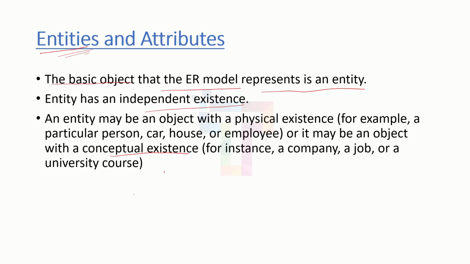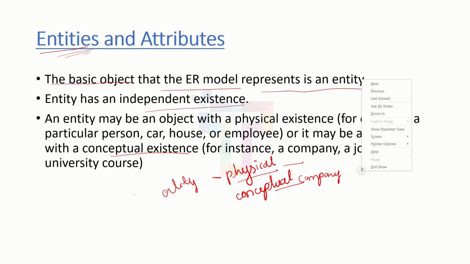What they're telling is an entity may have a physical existence or a conceptual existence. Physical existence means a particular person, car, house and employee. All these come under physical existence. Conceptual existence means things like a company, a job or a university course. These all come under conceptual existence. I hope you are clear with the definition.